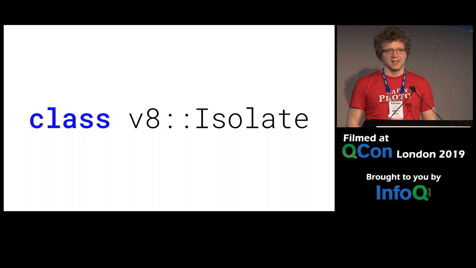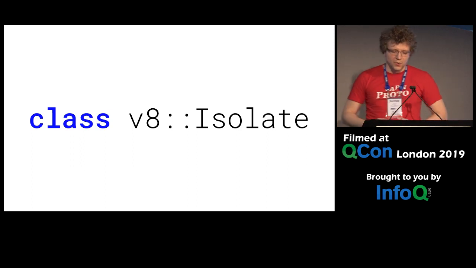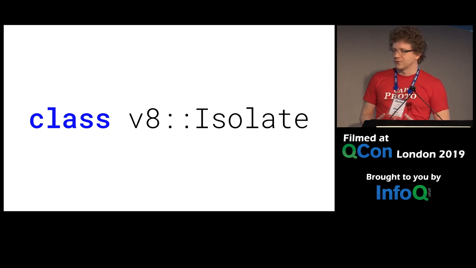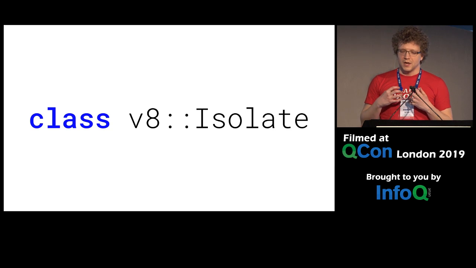We've been using this word isolate instead of VMs or containers. We now have isolates. What is an isolate? It actually comes from part of the V8 embedder's API. When you build around V8, you're going to be using the C++ interface. V8 is a library. It has a class called Isolate.